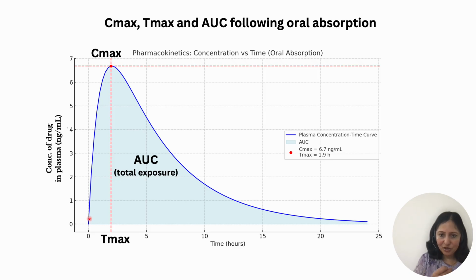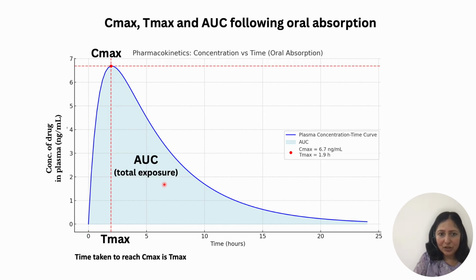As the tablet is ingested, it gets slowly absorbed into the bloodstream from the gastrointestinal tract. The concentration of the drug in the plasma rises from 0. It reaches a peak value, and the peak concentration is called Cmax or concentration maximum. The time taken to reach concentration maximum is called Tmax or time maximum. In this curve, 6.7 nanograms per ml is the Cmax and 2 hours is Tmax.